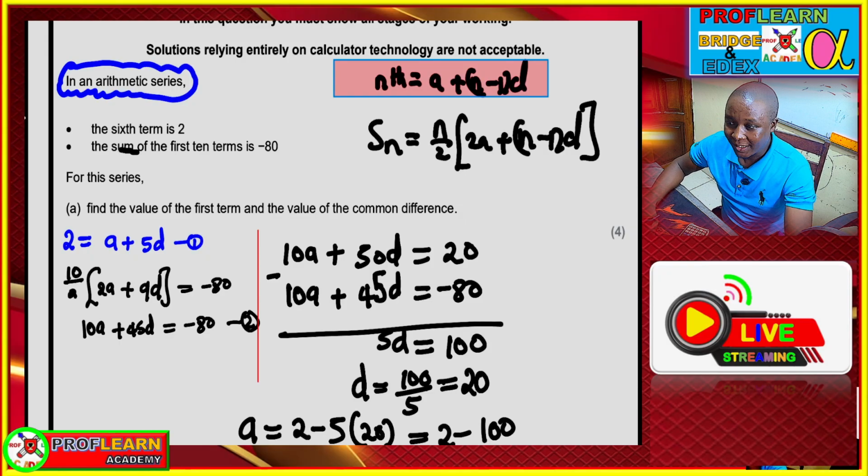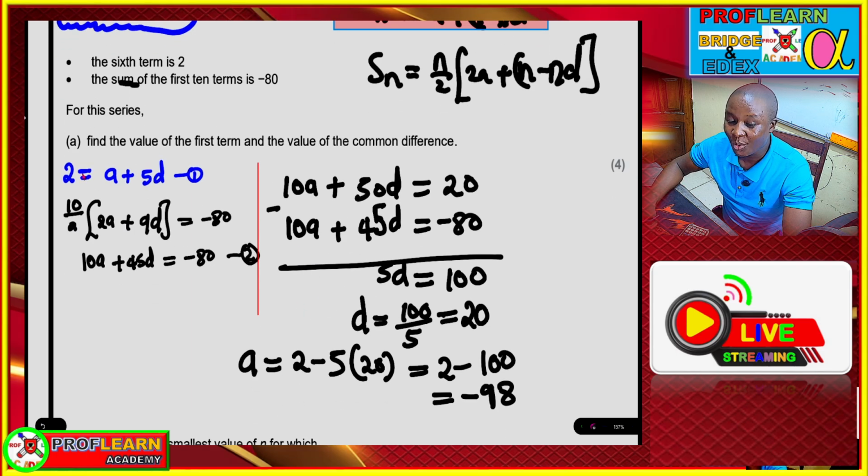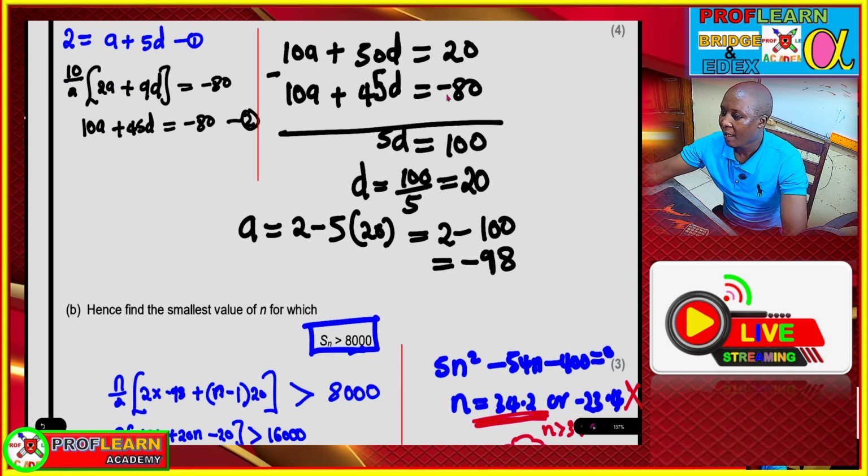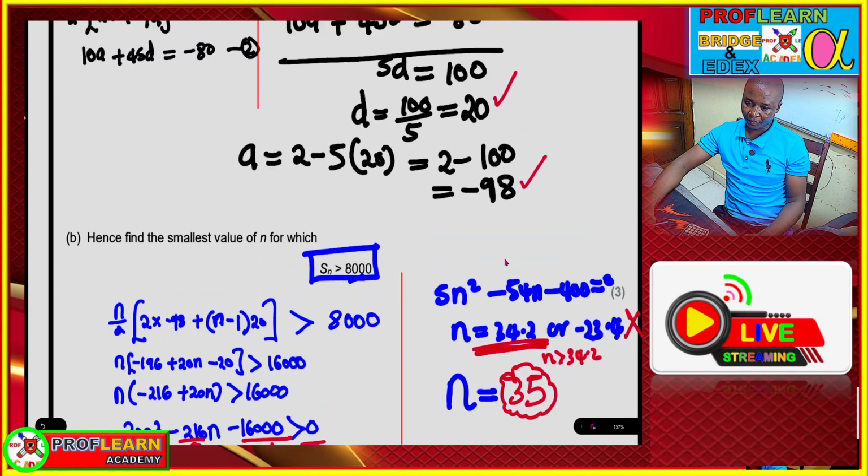Okay, now once you've solved the simultaneous equation, you can see equation 2. I decided to multiply equation 1 by 10 so that it can be the same as equation 2, with the term with a being 10a. Then upon solving, I got my beautiful answers: d as 20 and a as negative 98.